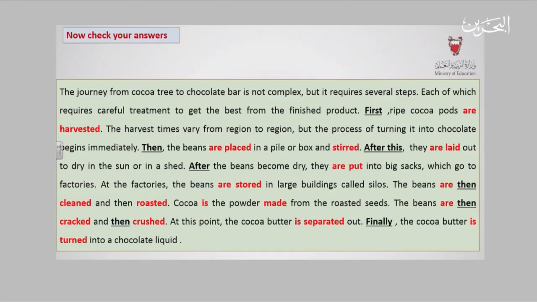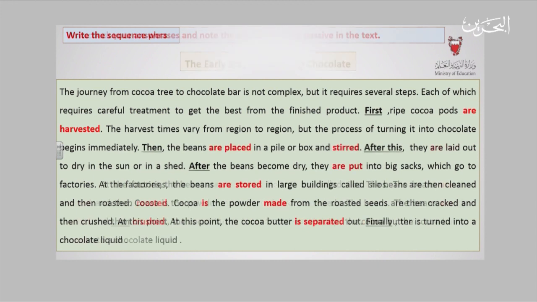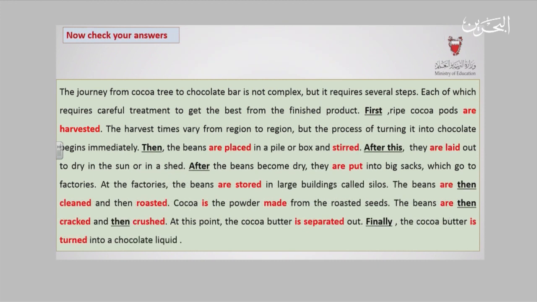Let's read the paragraph all together and check our answers at the same time. So, the title: The Early Stages of Making Chocolate. The journey from cocoa tree to chocolate bar is not complex, but it requires several steps, each of which requires careful treatment to get the best form, the finished product.